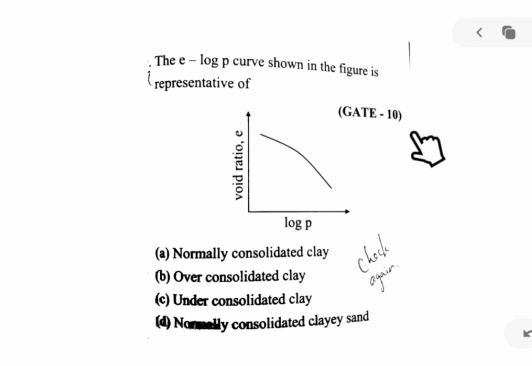In the year GATE 2010, under the topic consolidation, the question asked was, the e-log P curve shown in the figure is representative of. Here they have drawn a graph between log P and void ratio. So here in the x-axis load pressure they have taken, and in the y-axis void ratio. With respect to the application of the load, how the void ratio is changing, that is what they have drawn. So they have given some graph, and they are asking at what condition this graph is plotted.